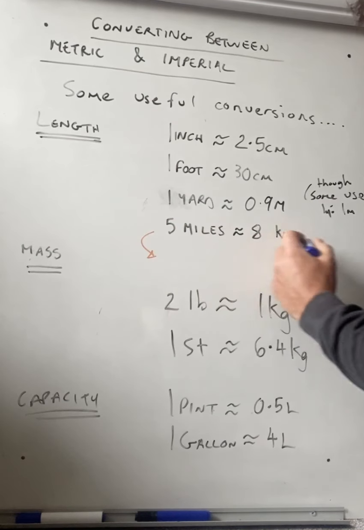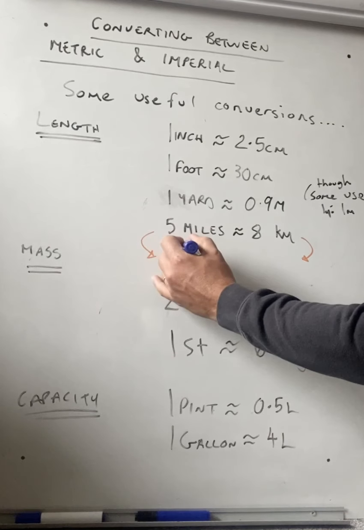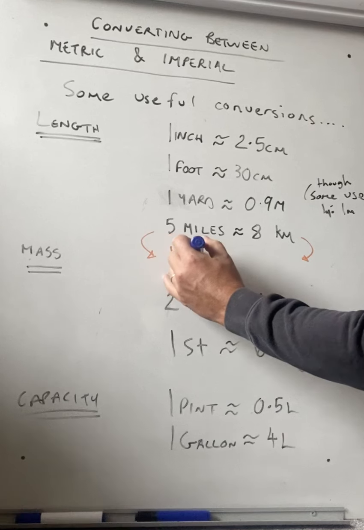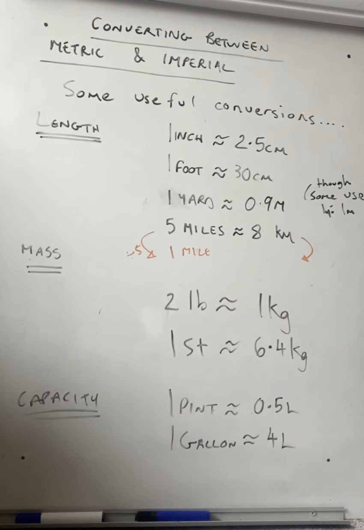I call it ribboning because I always think about the arrows on the sides, kind of like ribbons waving down if you have to do it lots of times. So to get to 1 mile, you'd have to divide that by 5. And again, it's all about the balancing when we use ribboning. So if I have to divide one side by 5, I have to divide the other side by 5.